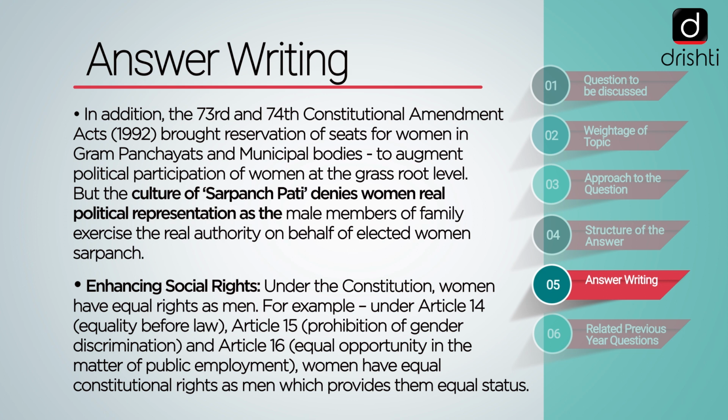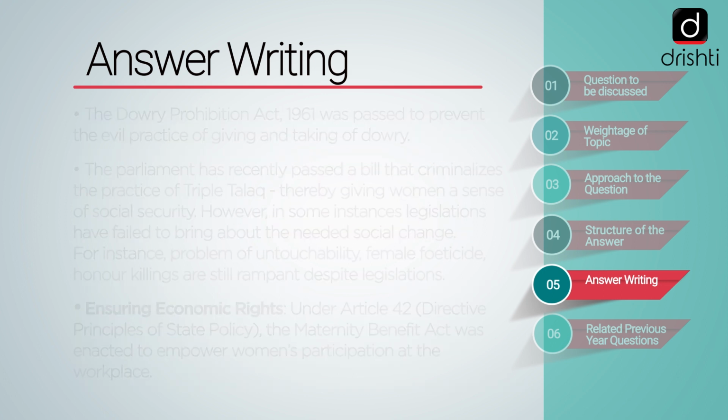Enhancing social rights. Under the Constitution, women have equal rights as men. For example, under Article 14, Equality before law, Article 15, Prohibition of gender discrimination, and Article 16, Equal opportunity in the matter of public employment. Women have equal constitutional rights as men, which provides them equal status.